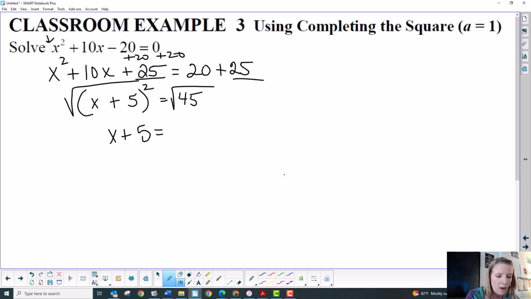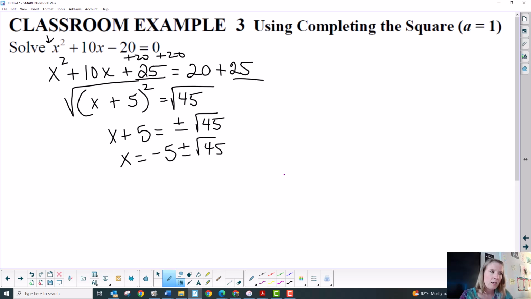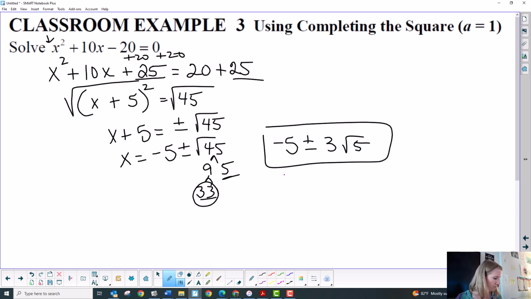So you have x plus 5 equals plus or minus the square root of 45. You move the 5 over. So if it's positive on the left side, it's going to be negative on the right side. And then we break down the 45. So that's 9 and 5, 3 and 3. 2 become 1. So it would be negative 5 plus or minus 3 comes outside, and then the 5 stays on the inside. And that's my answer.